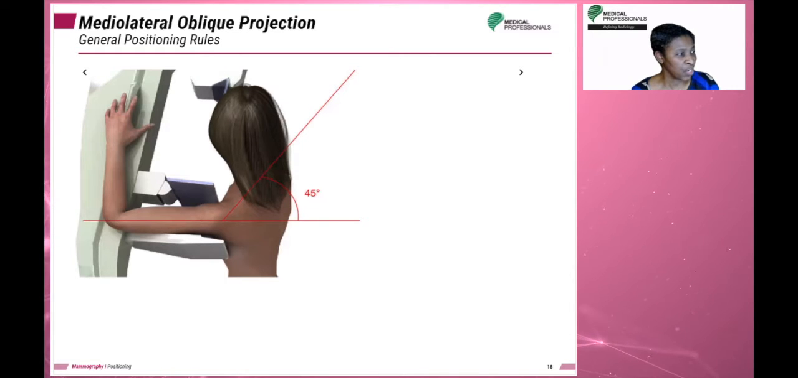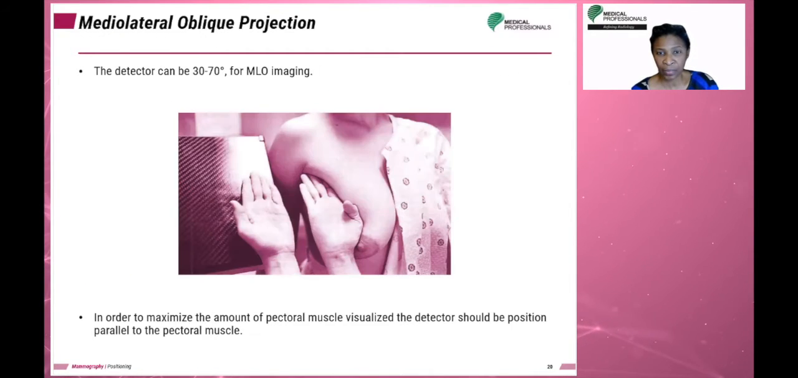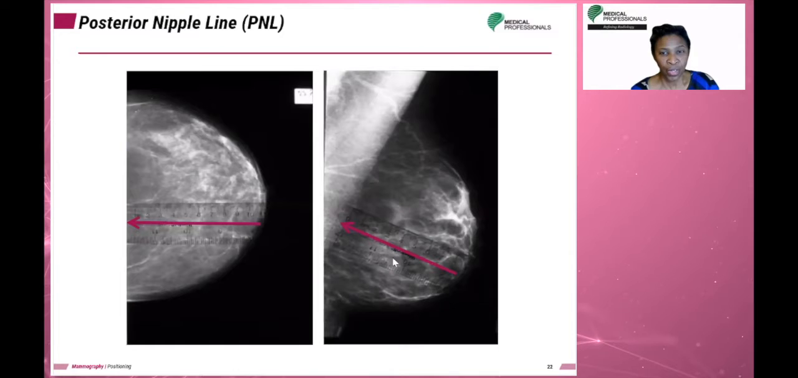The next question, what is the relationship of the pec muscle and the PNL angulation? So let me go back to that slide. So here's the posterior nipple line. The posterior nipple line goes from the pec muscle to the nipple, but it must be perpendicular. This angle must be a right angle. So you're using that right angle from the pec muscle and you're going straight to the nipple. So the pectoral muscle should extend at or beyond this point.